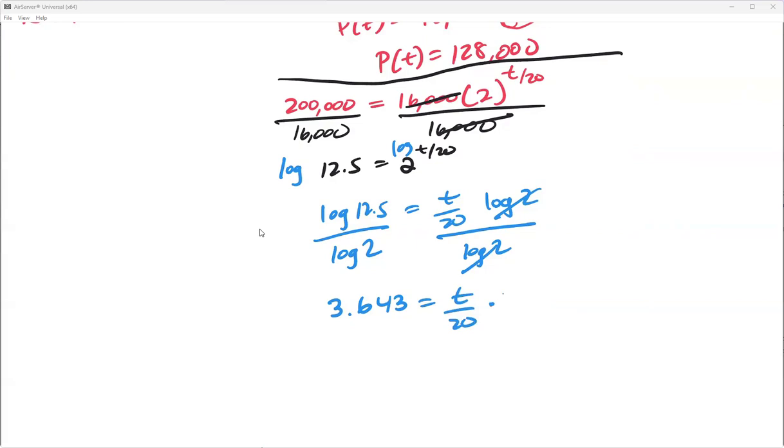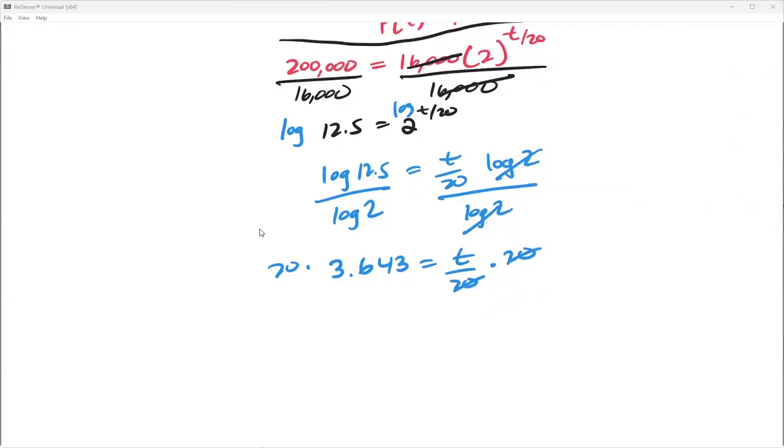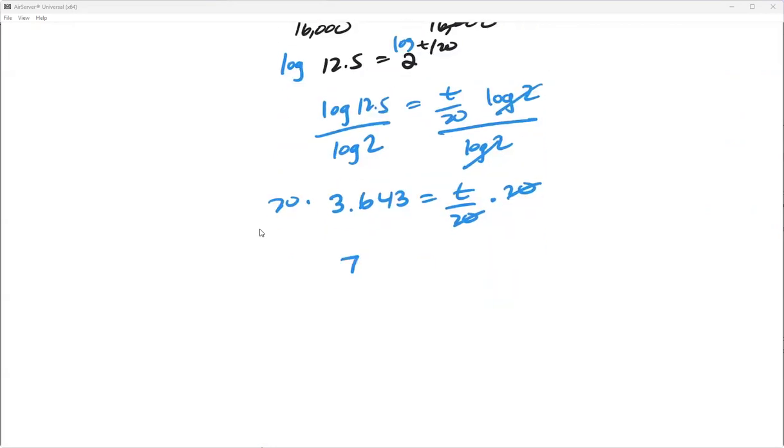And then multiply both sides by 20. I'm skipping over the algebra part because I'm hoping that you get that down, but a lot of people get these wrong, just the algebra portion. So t is equal to 72.87. So it'll take about 73 minutes to get to 200,000. Cool.